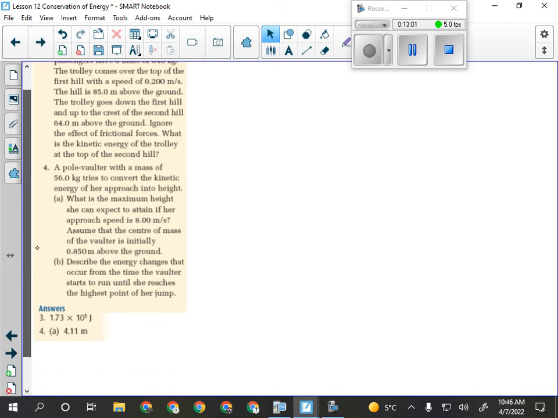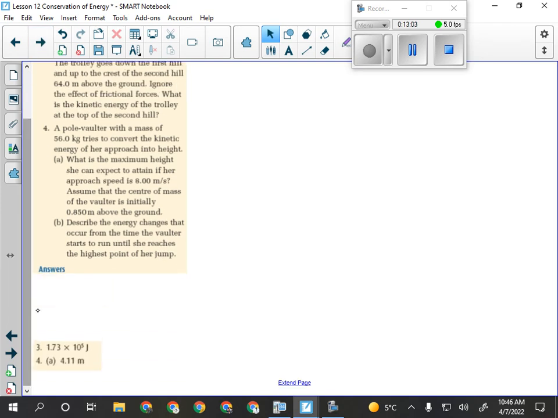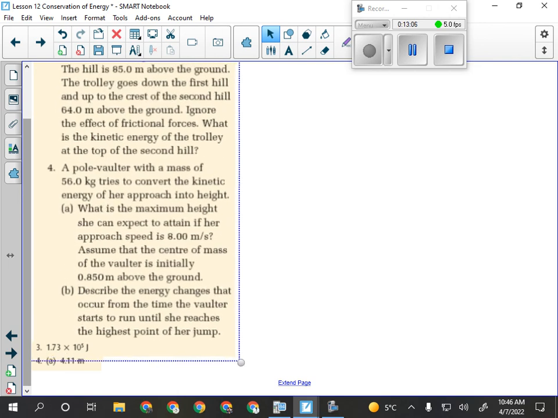Let's do this pole vaulter question. A pole vaulter with a mass of 56 kilograms tries to convert the kinetic energy of her approach into height. What is the maximum height she can expect to attain if her approach speed is 8 meters per second? And we want to assume that the center of mass of the vaulter is 0.850 meters above the ground. That rarely comes up, but it's also quite important.